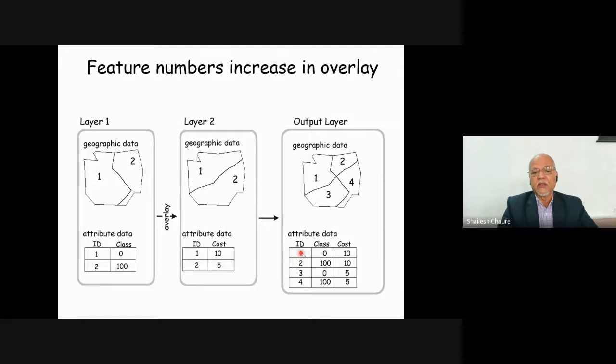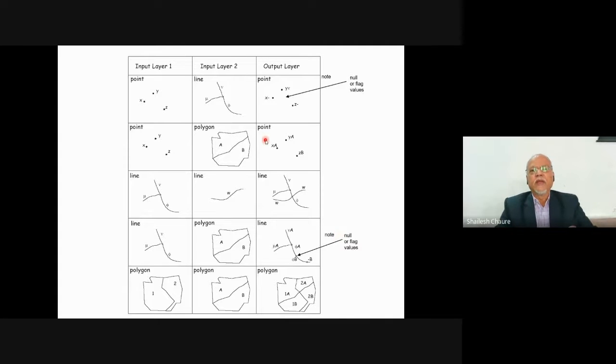So what is happening now is, see this first ID, ID1, and the cost is 0, class is 0, and cost is 10. So like that it will match the things, and wherever the overlap is not available, it will not give us anything. So this way we can just create new data. And whenever we overlay the things, if you overlay a point on line, the output layer will be point, the lowest dimension.